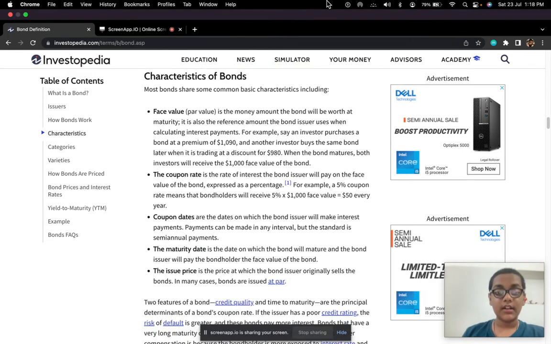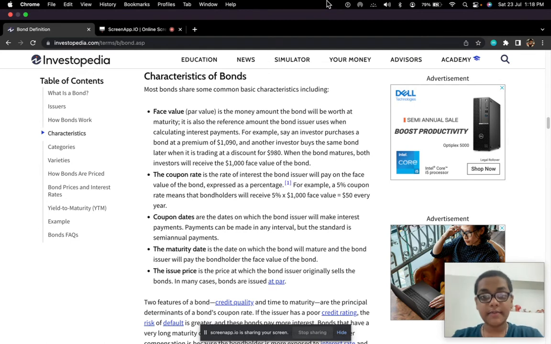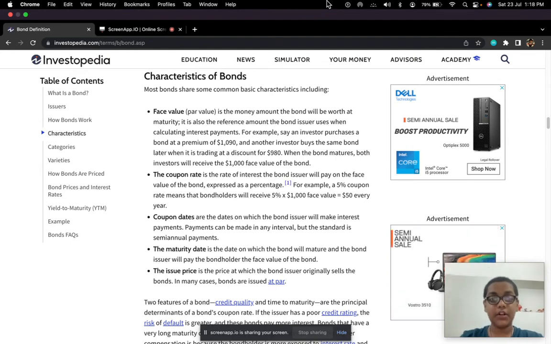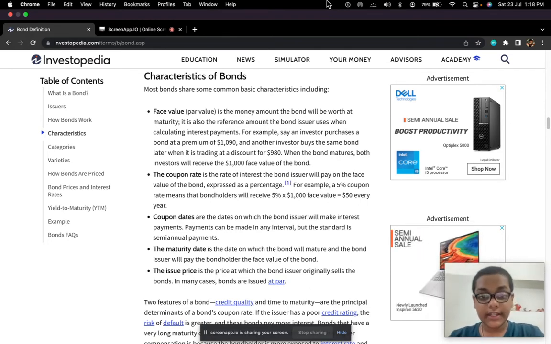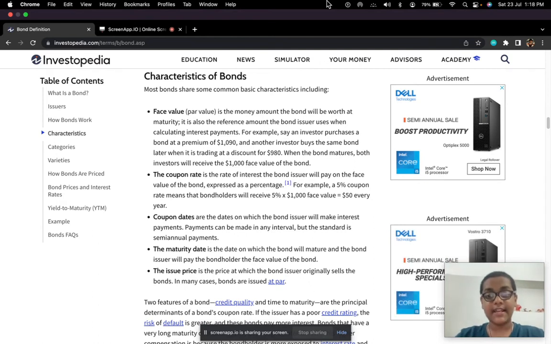Characteristics of bonds. Face value is the money amount that the bond will be worth at maturity. It is also the reference amount the bond issuer uses when calculating interest payments. For example, say an investor purchases a bond at a premium of $1,090, and another investor buys the same bond later, when it's trading at a discount for $980. When the bond matures, both investors will receive the $1,000 face value of the bond.